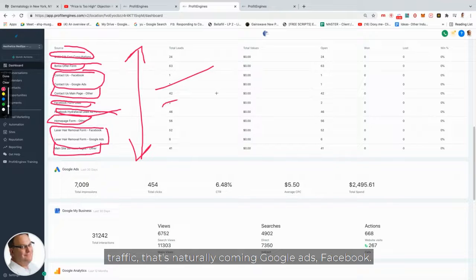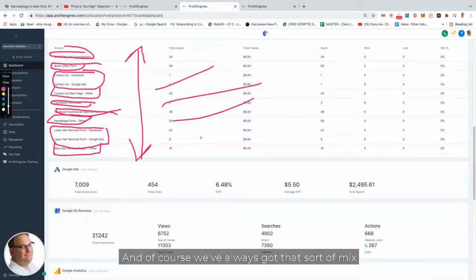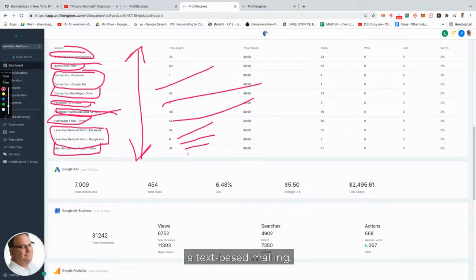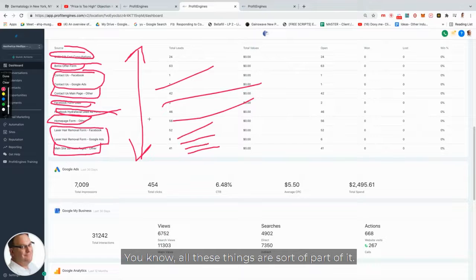They're based on either organic traffic that's naturally coming through, Google ads, Facebook, and of course, we've always got that mix of traffic that may be generated from general promotions in the market, whether that's an email marketing blast, a text-based campaign, or a mailing. All these things are part of it.